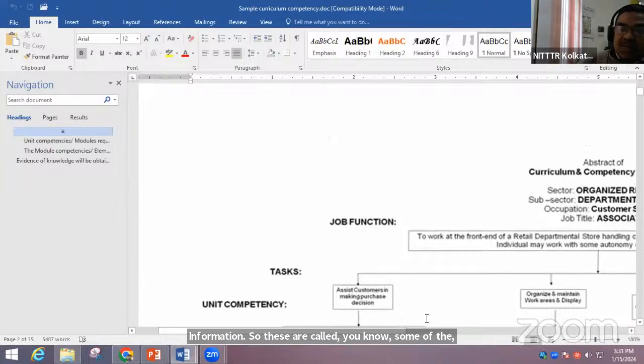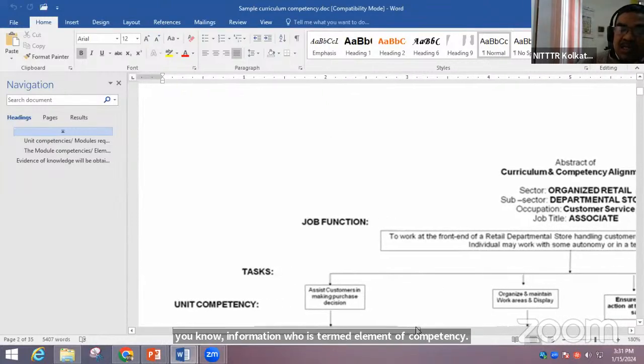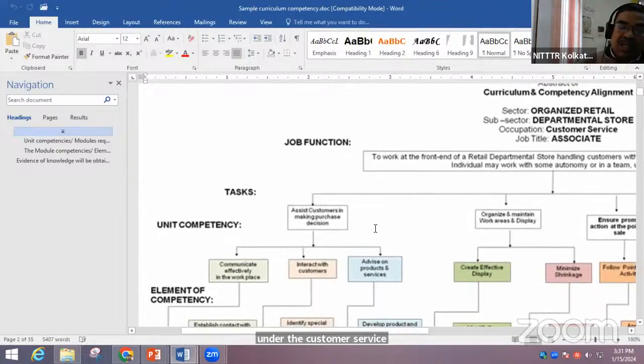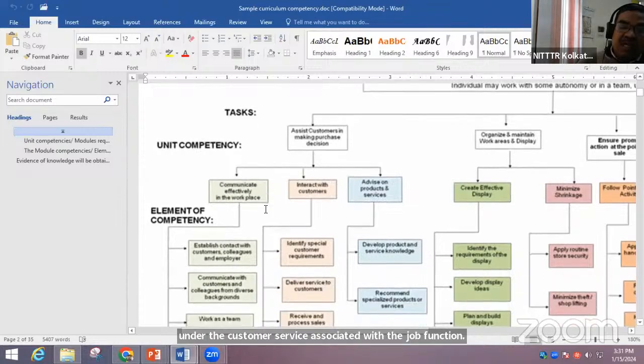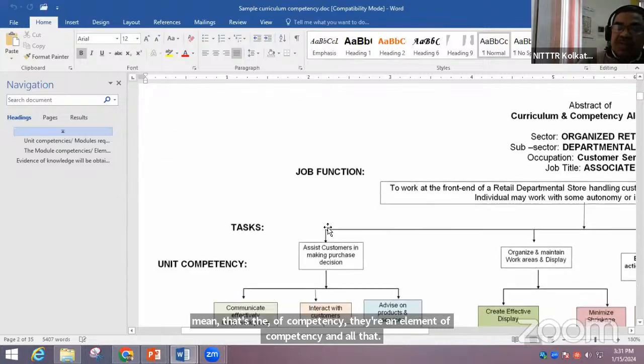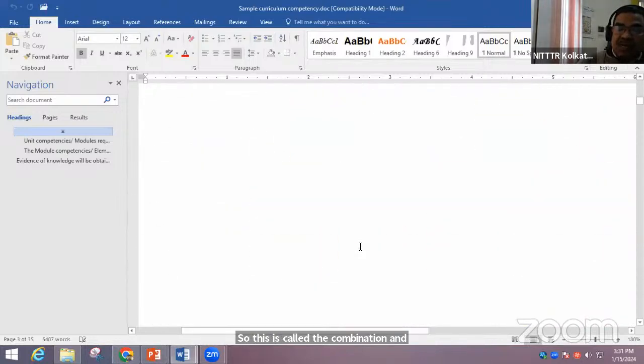So this is called the competency alignment chart. It is the summary of the entire curriculum document, which presents the curriculum competency alignment chart for the organized retail departmental store under the customer service associate, starting with the job function, then task, then unit of competency, then element of competency, and so on. After that, the detailed curriculum starts.